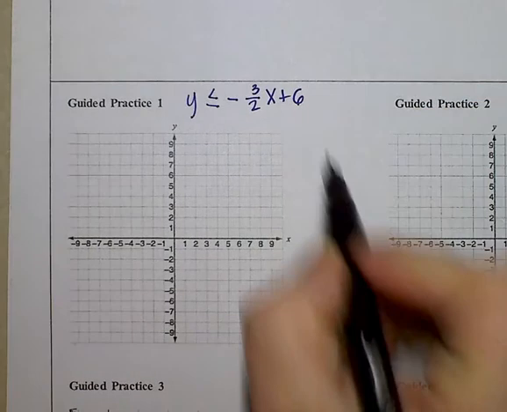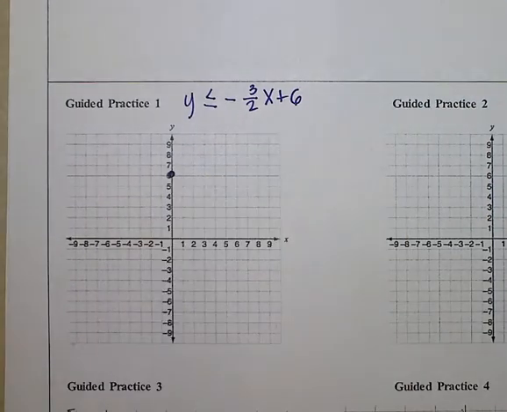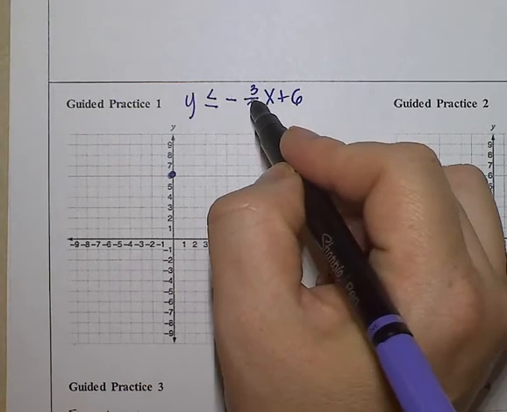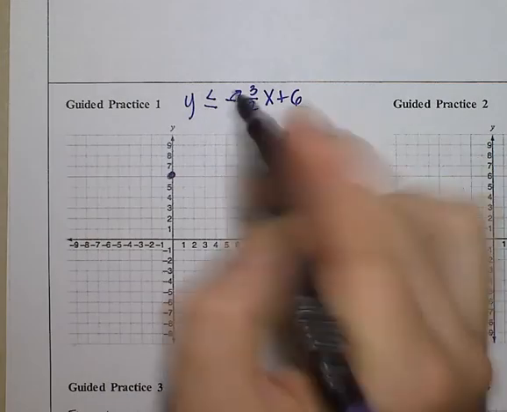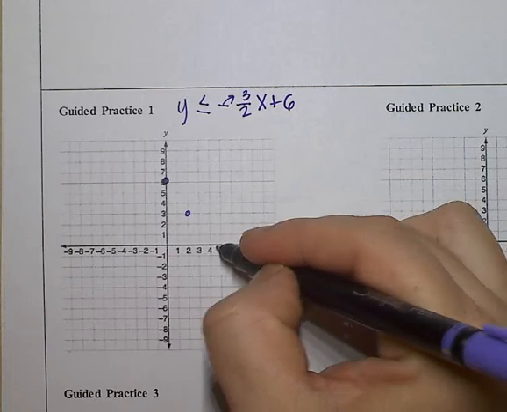To graph this, I'm going to start at positive 6. I call that my starting point on the y-axis. And then this is my slope. Remember, if the negative sign is at the same level, I'm going to bump it up with the 3. So this is a negative 3 over 2. From this point, I'm going to go down 3 over 2, down 3 over 2.